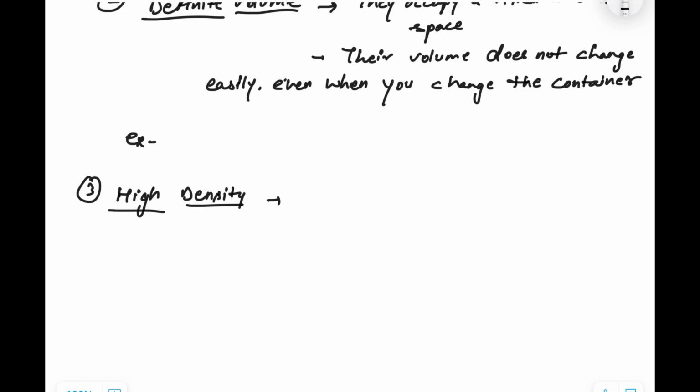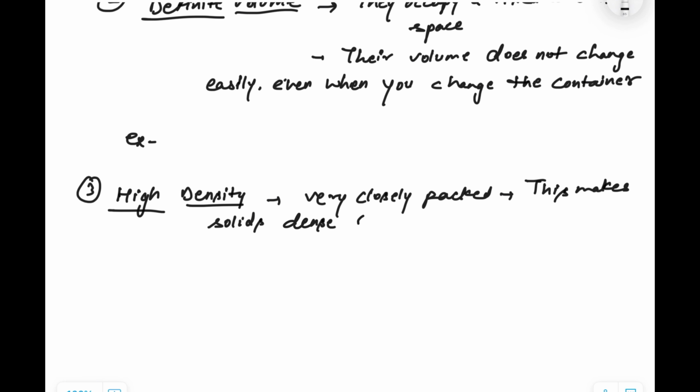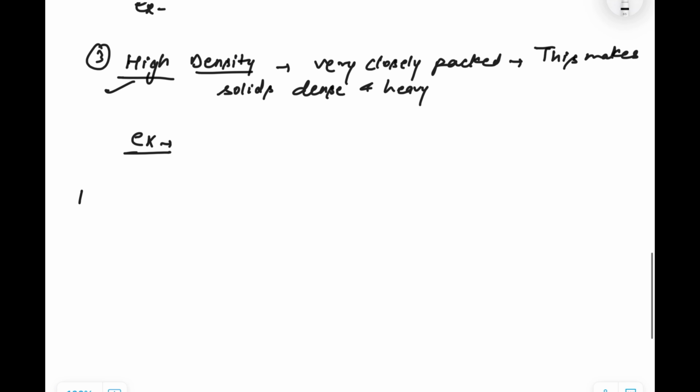The third property is high density. The particles in solids are very closely packed, leaving very little space between them. This makes solids dense and heavy compared to liquids and gases. We know a piece of iron is much heavier than an equal volume of air or water. And what is the reason behind this? Their high density.